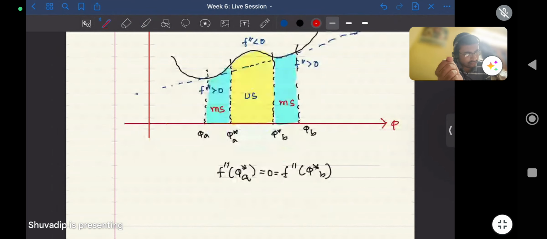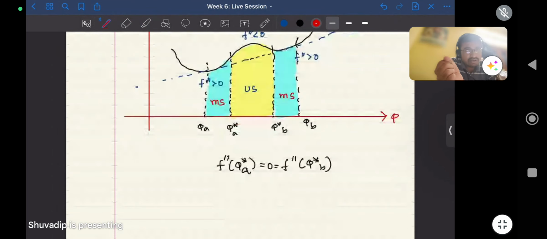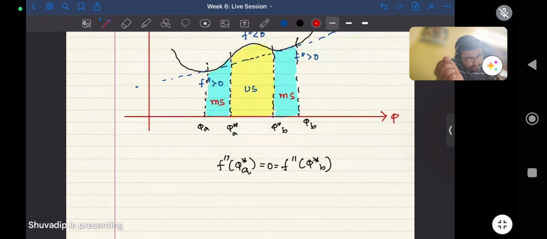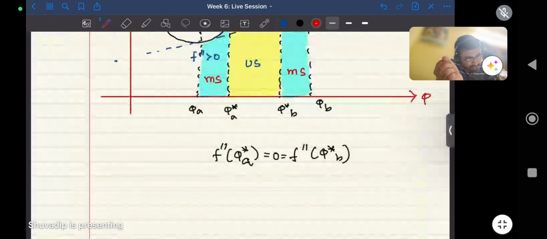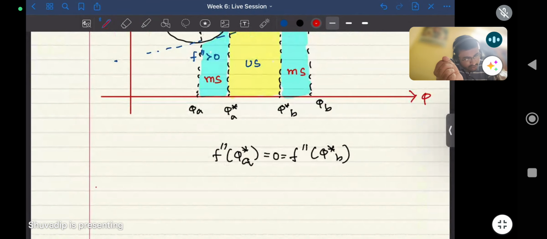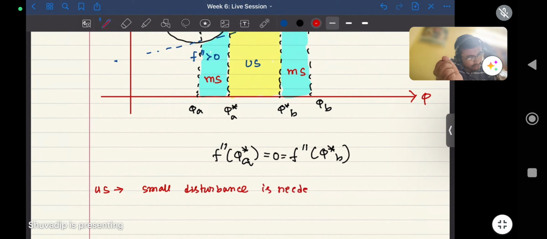So in the unstable regime, only a small disturbance is needed to phase separate.